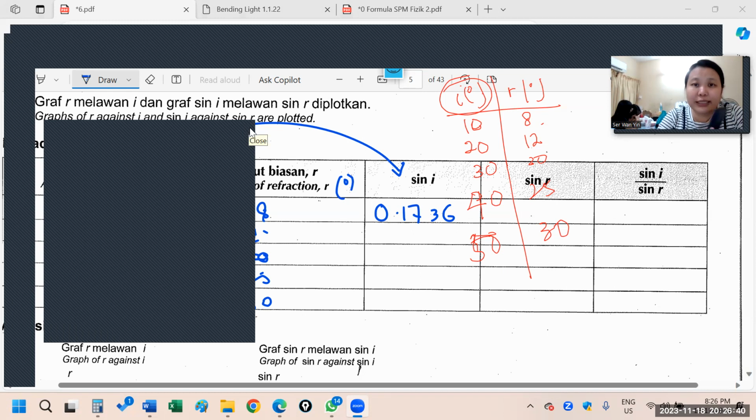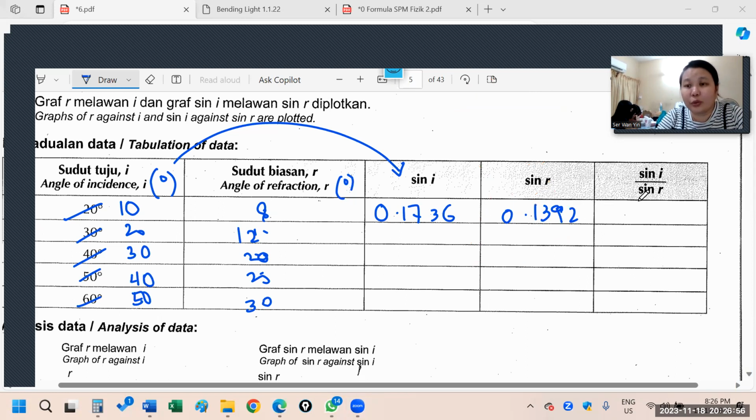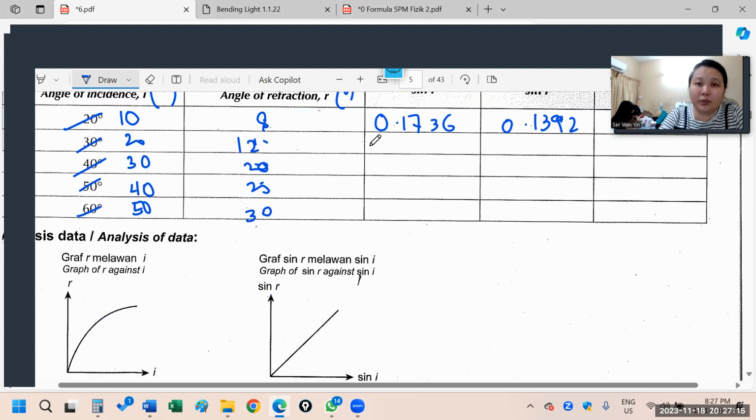At least 3 decimal places is fine. And sine r is sine 8, so the answer is 0.139192. Okay. Then we will get sine i over sine r, so it's 0.1736 divided by that, the answer is 1.247, around that. Then once we calculate everything, we draw the graph.